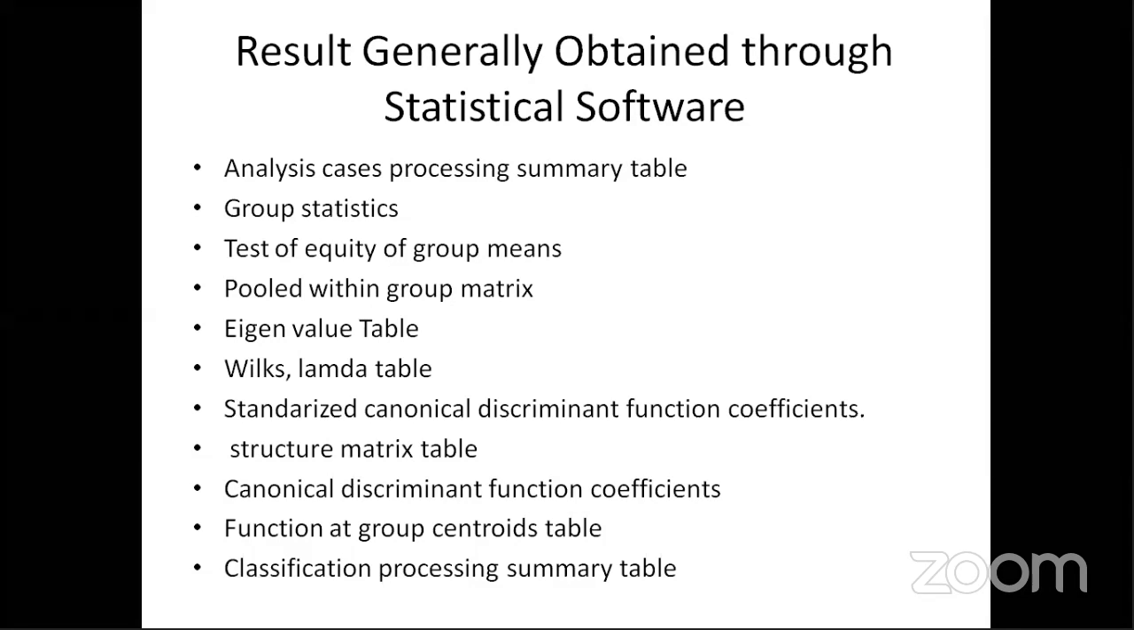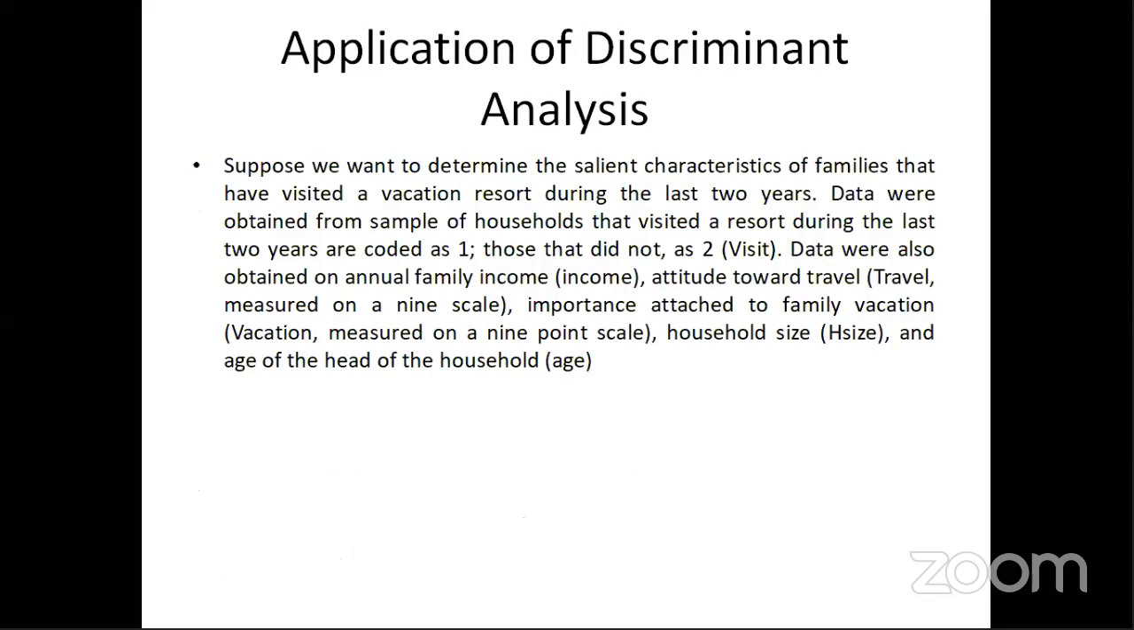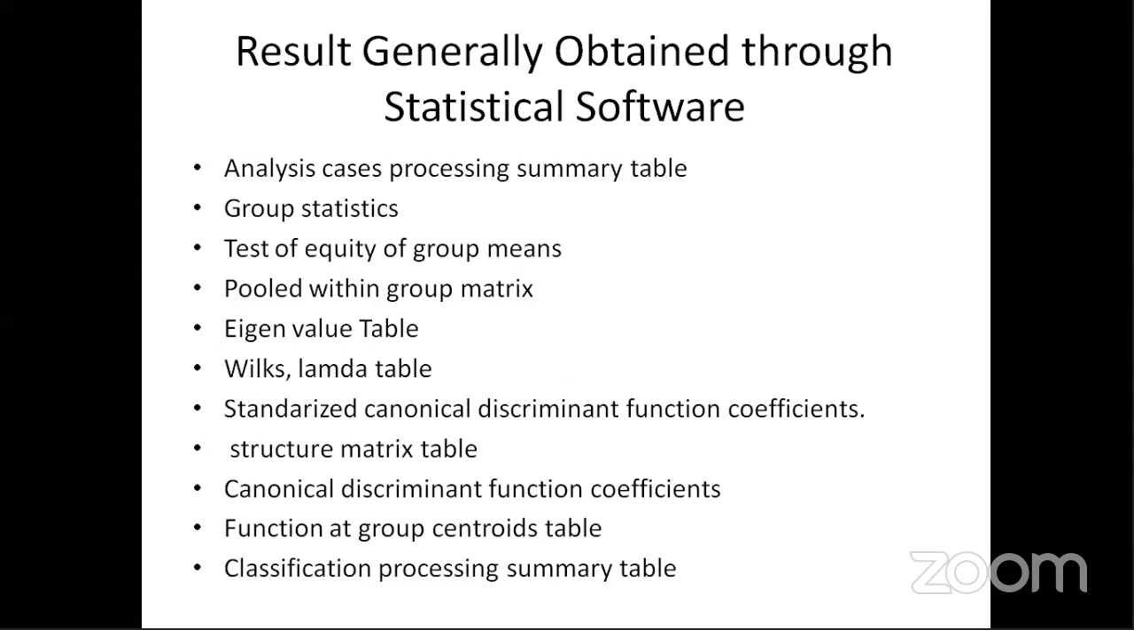The next table जो हमको मिलेगा, next table is standardized canonical discriminant function coefficient. ये table बताएगा again the contribution of each independent variable for discriminating our dependent variable. Next is the structure matrix table. This is like standardized coefficient. इसका भी application उसी तरह से होता है.